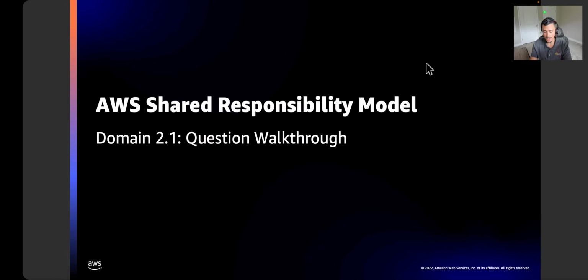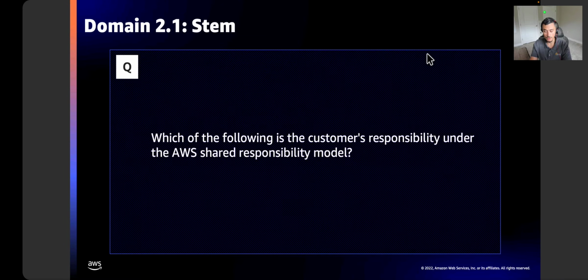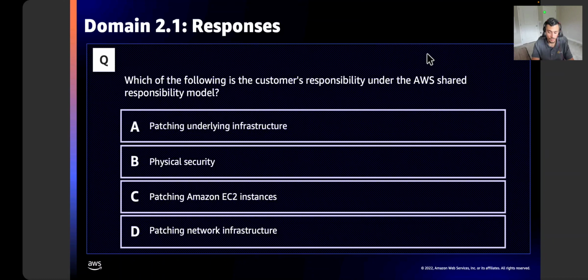So let's go through a question walkthrough for 2.1, which asks, which of the following is the customer's responsibility under the AWS shared responsibility model? So again, we want to pull out the keywords. Here, the keyword would be customer's responsibility. So let's look at the responses. What does everyone think the answer is?